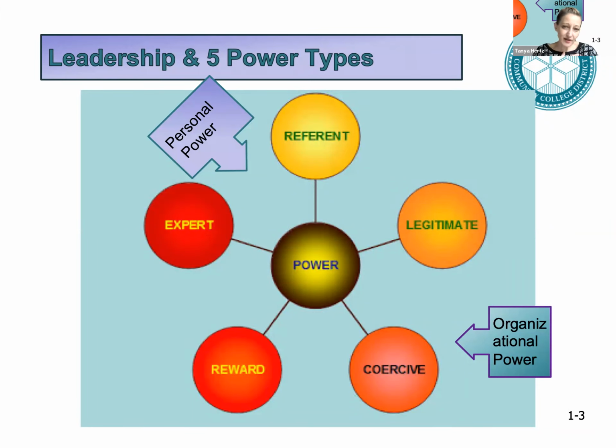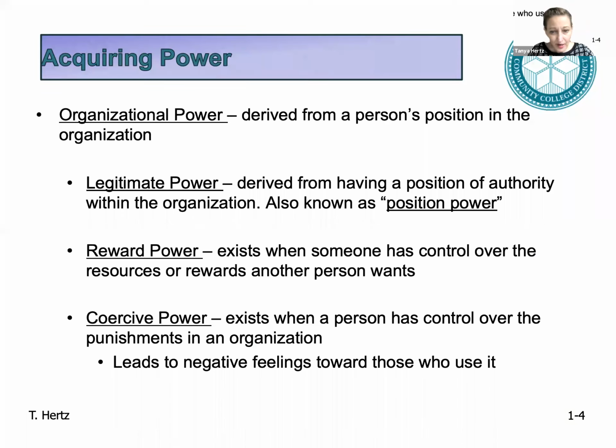Right. So there are 5 primary types of leadership that we're going to go over. They can be broken into 2 overarching categories, and those are personal power and organizational or legitimate power. The organizational power is derived from that position in an organization. So just having a particular title in an organization, we call this legitimate power, position power. That's one type of organizational power.